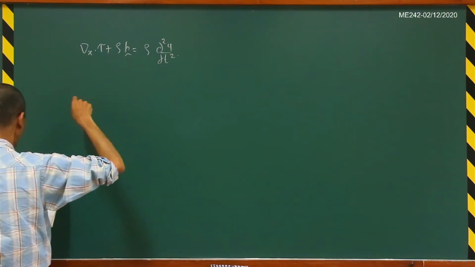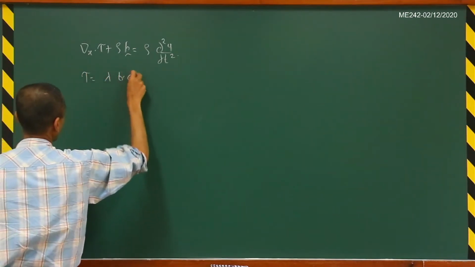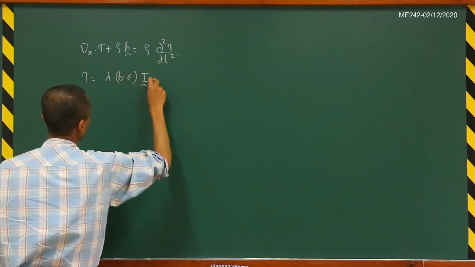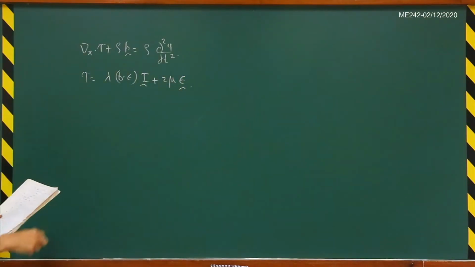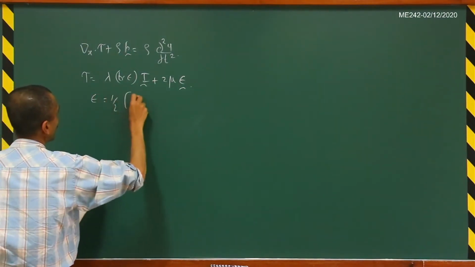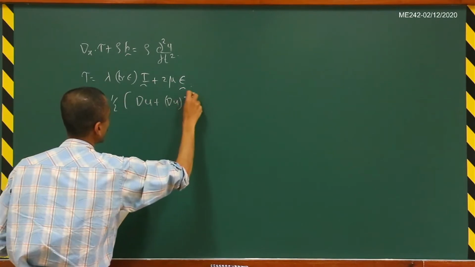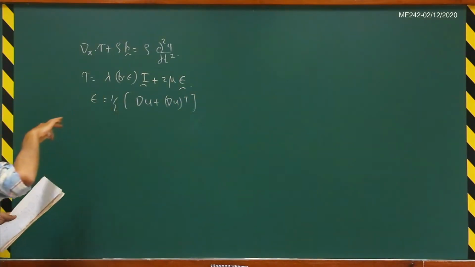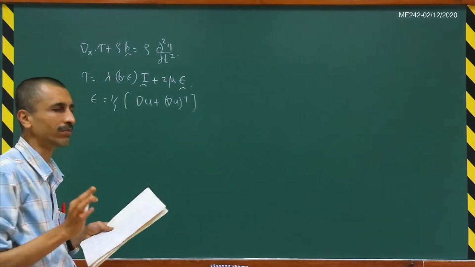Then we have tau is equal to lambda of trace of epsilon times identity plus 2 mu times epsilon. Okay, so this is the constitutive relation, and then we also have epsilon is equal to half of del u plus del u transpose. Okay, so here we don't make this distinction between the deformed and the undeformed configuration.